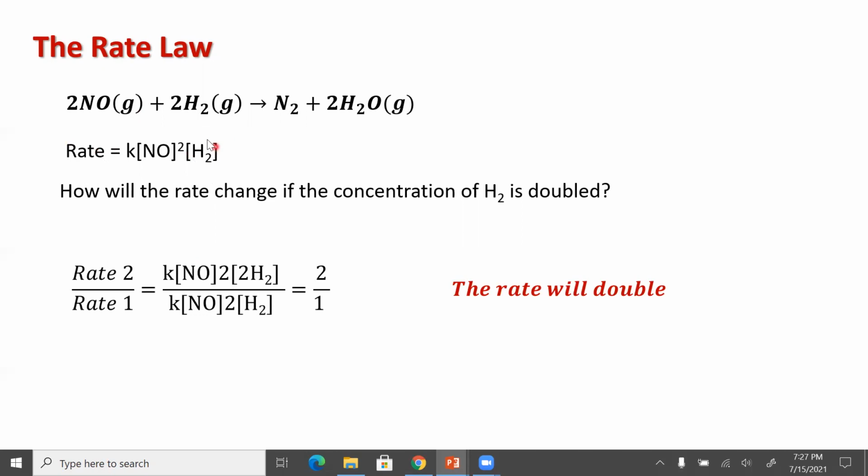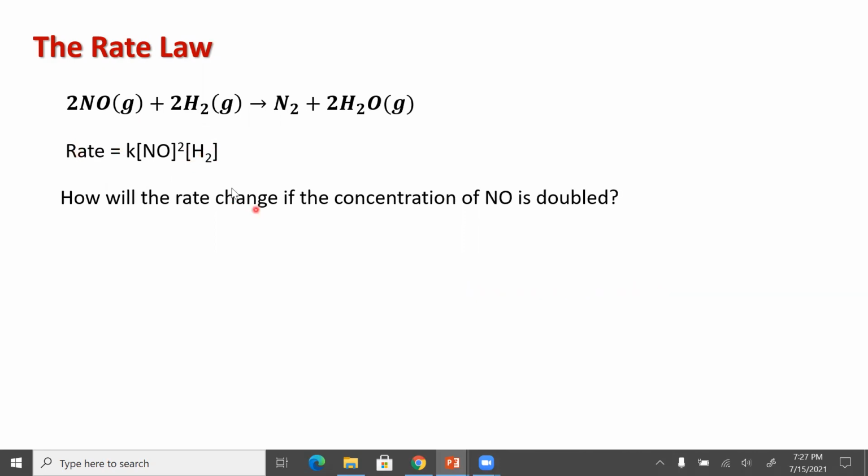So first order reactants are directly proportional to the rate of the reaction. Let's say we talk about nitrogen monoxide. Well, nitrogen monoxide is a second order reactant. How will the rate change if the concentration of nitrogen monoxide is doubled? So now we're going to double this number.